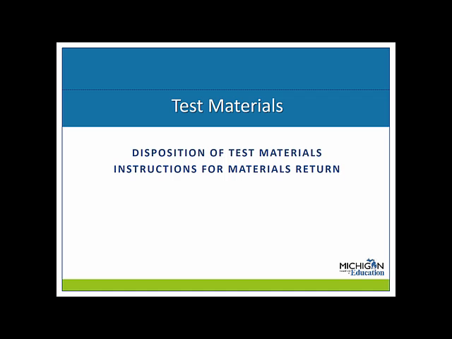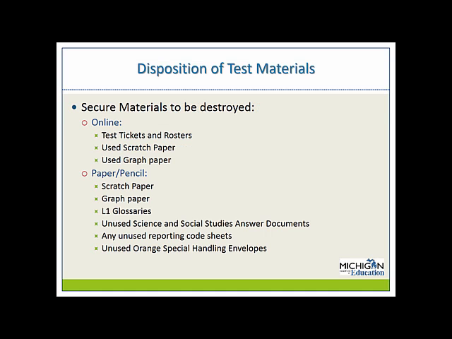In this section, I will review the appropriate ways to handle test materials after testing. Some secure materials must be destroyed after testing. In online testing, this includes test tickets and rosters, and all scratch paper and graph paper used. For paper pencil testing, all scratch paper and graph paper must be securely destroyed. First language glossaries used for math and unused science and social studies answer documents must also be securely destroyed. Also, any unused reporting code sheets and any unused orange special handling envelopes must also be securely destroyed.